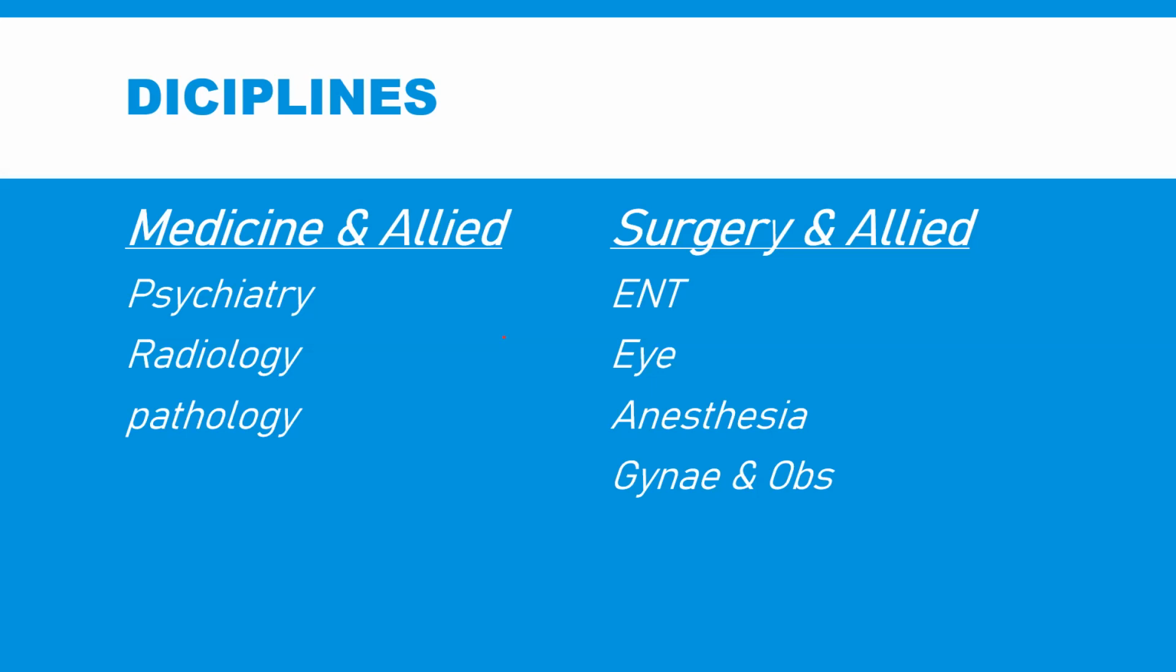Either you can go to medicine and allied, which has certain specialties that we will explain later in subsequent slides. But these are the broader categories. If you are looking for psychiatry, you have to take a separate exam. Radiology has a separate exam. Pathology, the application form is different, and the preparation is different. So you have to understand these different specialties.